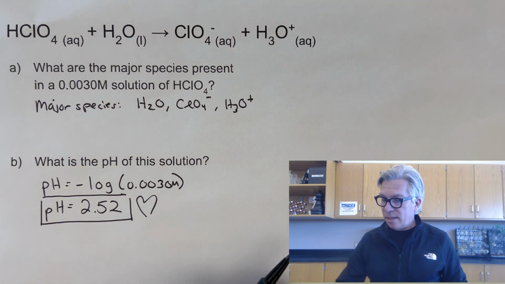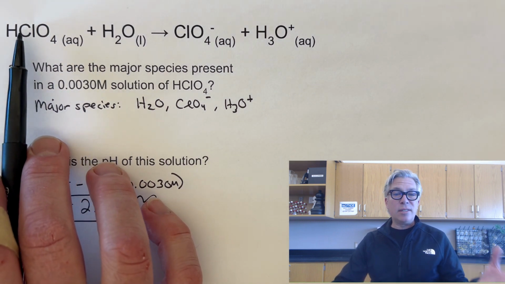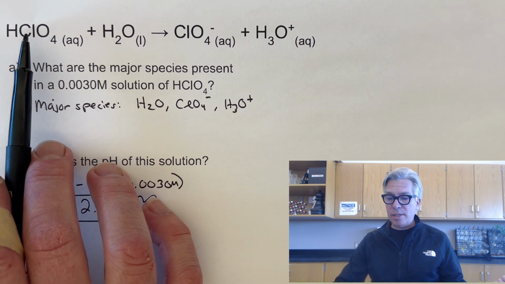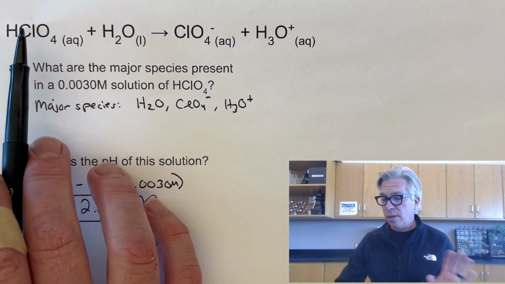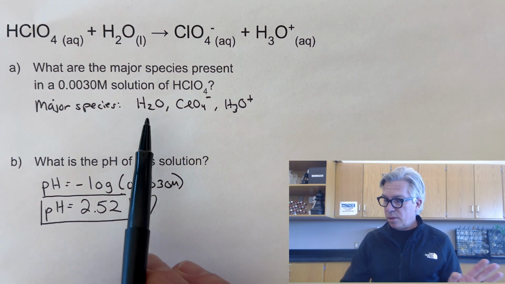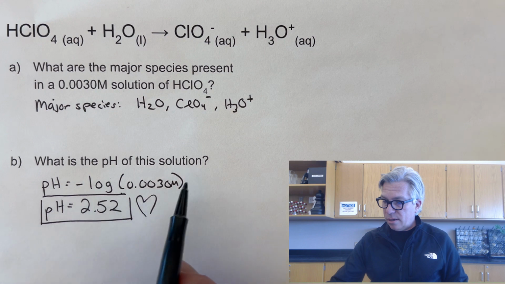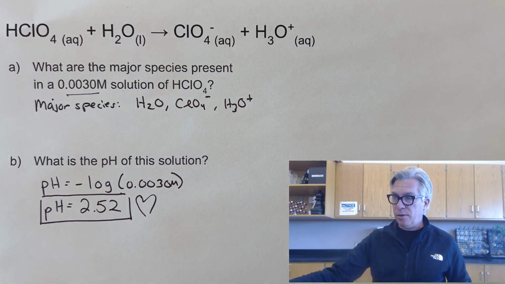Our major species, again, ignore the perchloric acid part of it because there's essentially none of those in the solution at all. There may once in a while be a hydrogen ion hooking up with the perchlorate, but it's going to immediately dissociate again anyway. So don't include it. So water, perchlorate, and hydronium. And the pH is the negative log of the molarity right there, which came out to be 2.52.